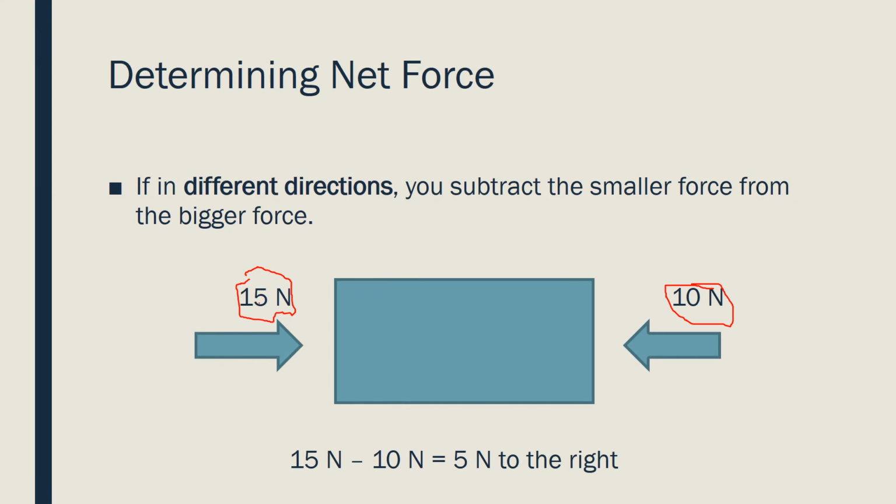It's the same concept with something like tug of war. If you have someone pulling with 15 newtons towards them, and then the person on the other side is pulling with 10 newtons towards their direction, the 15 Newton person is going to have a stronger force. So it's going to pull that rope towards them rather than the other way. Whichever's the stronger force, it's going to move in that direction.